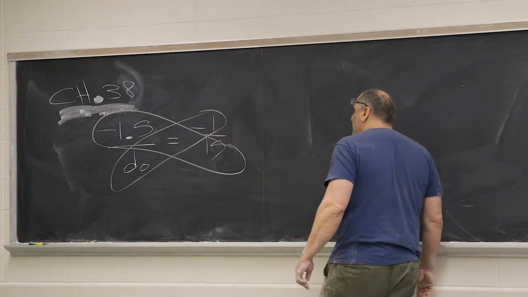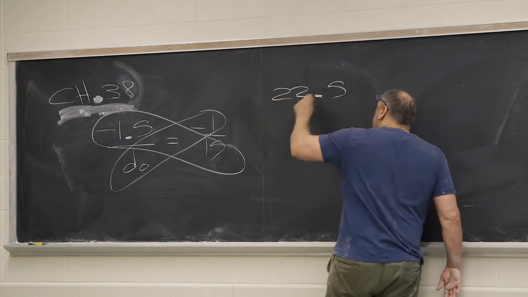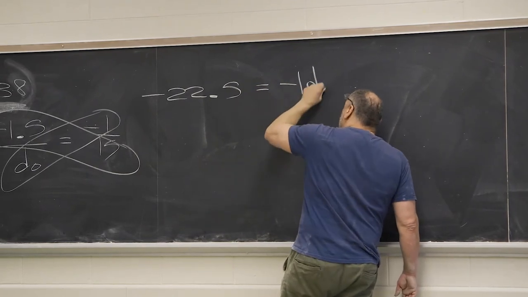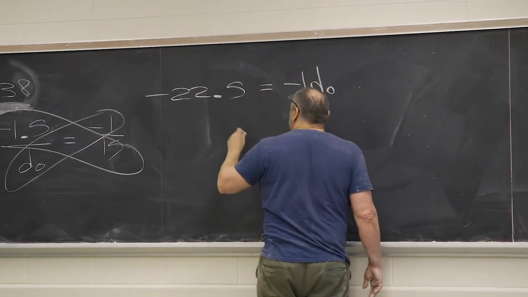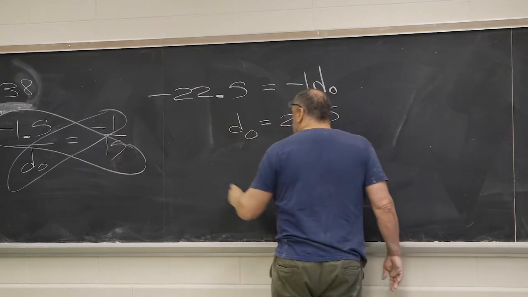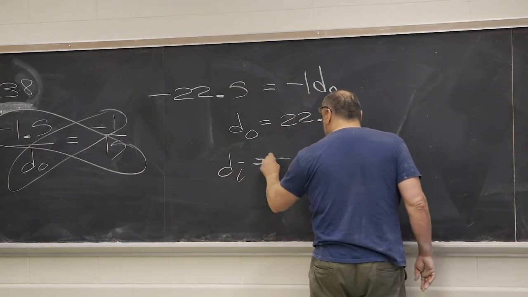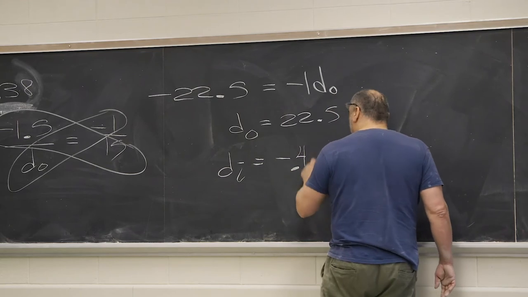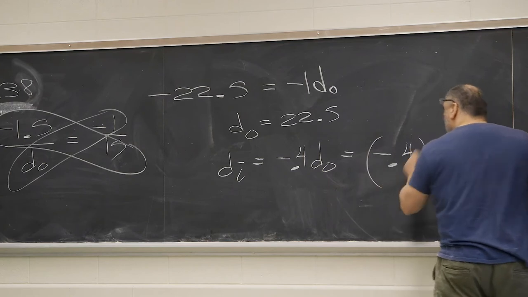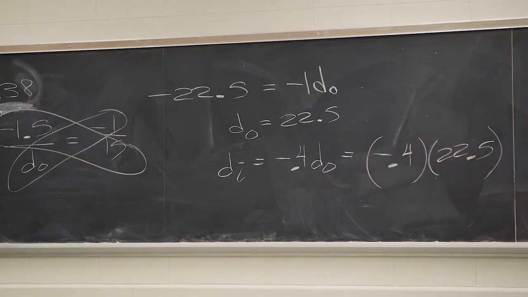15 times 1.5 is 22.5. 15 times negative 1.5 is negative 22.5. Negative 1 times D0 is negative 1 times D0. Divide by negative 1 on each side. D0 is 22.5. DI is going to be negative 0.4 times D0. It's going to be negative 0.4 times 22.5.